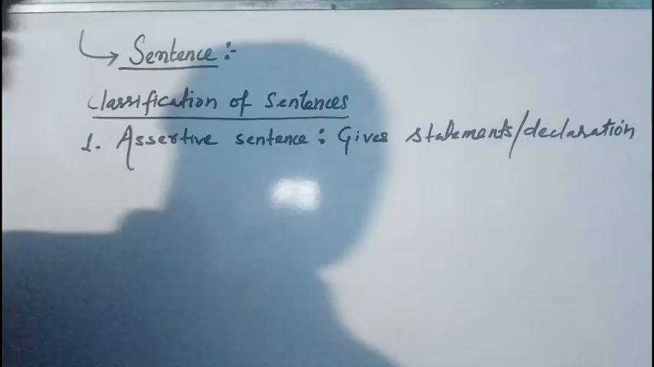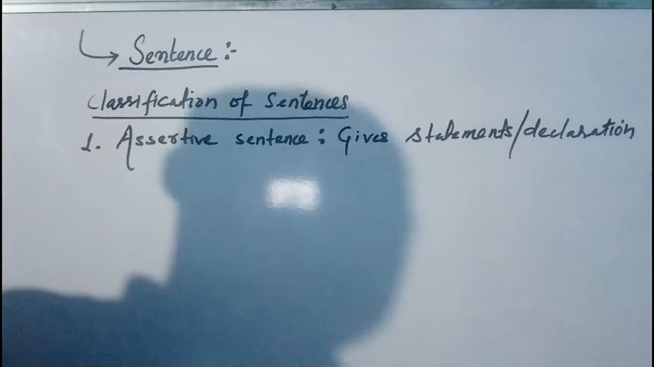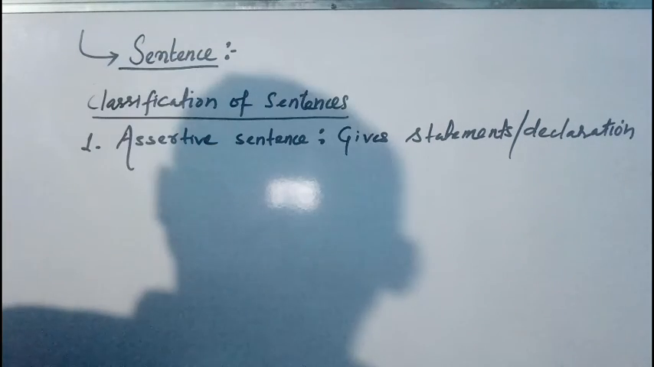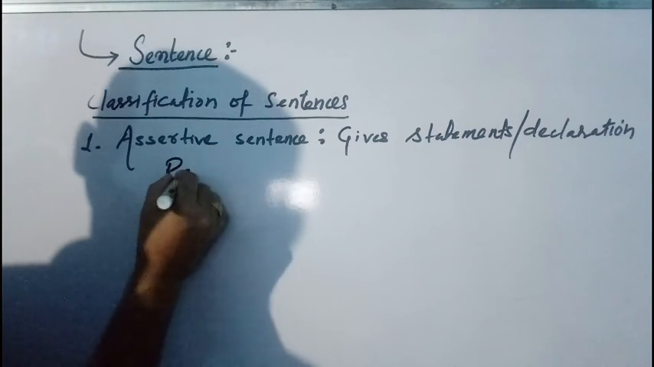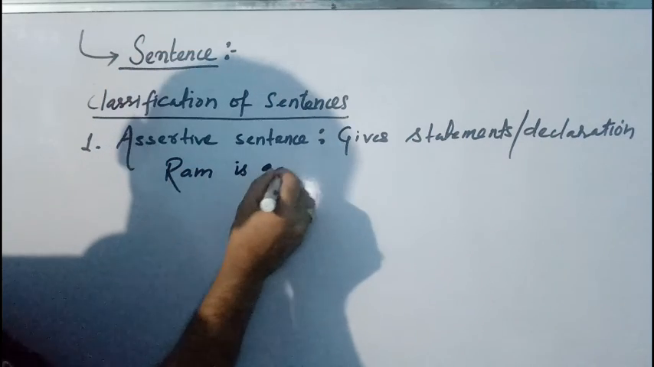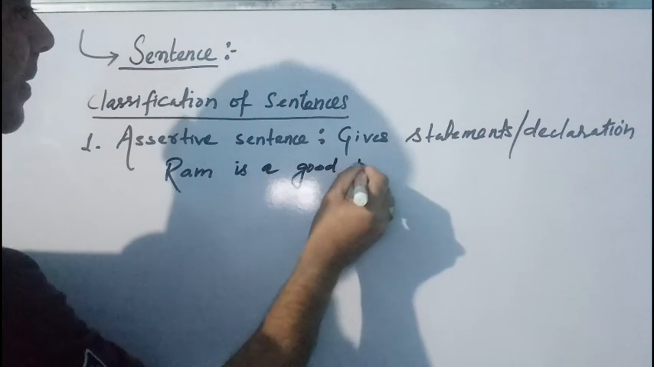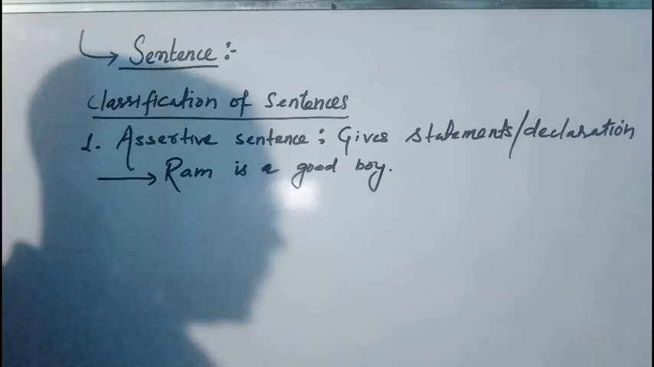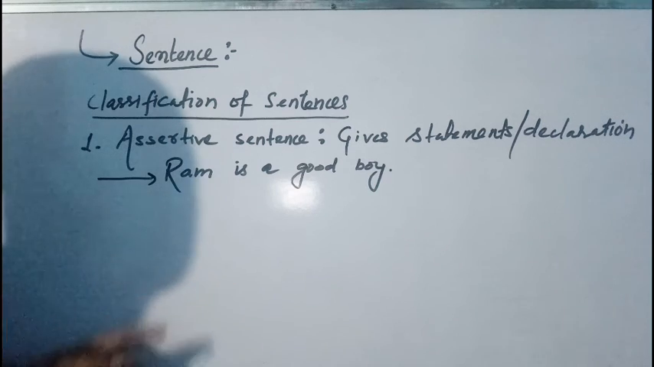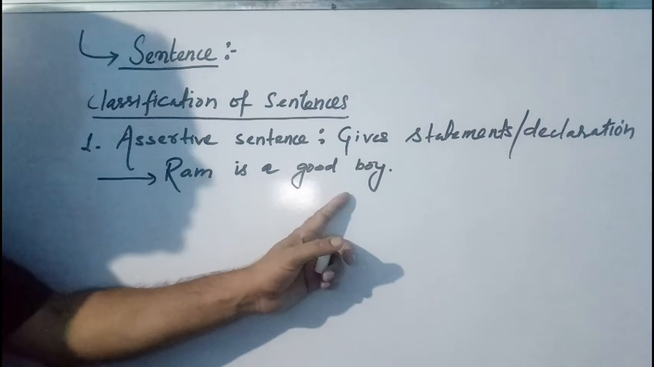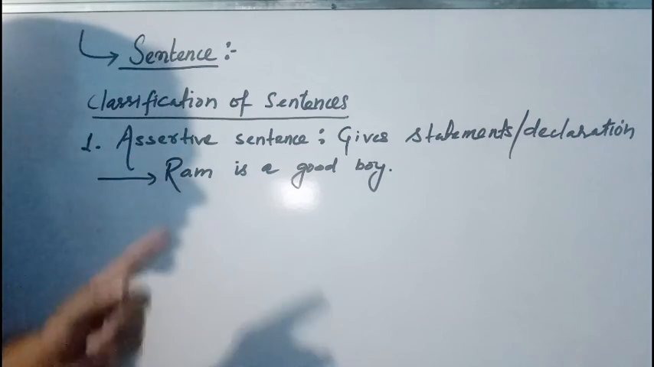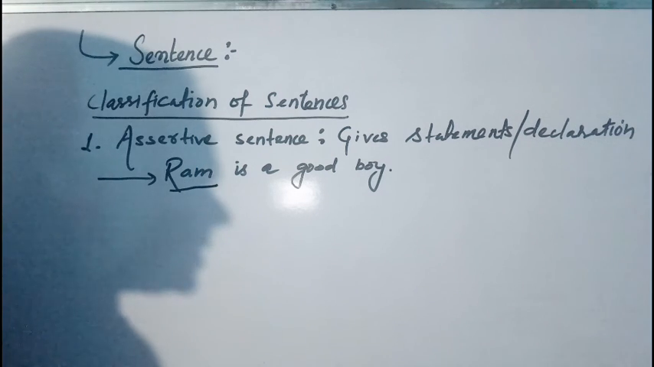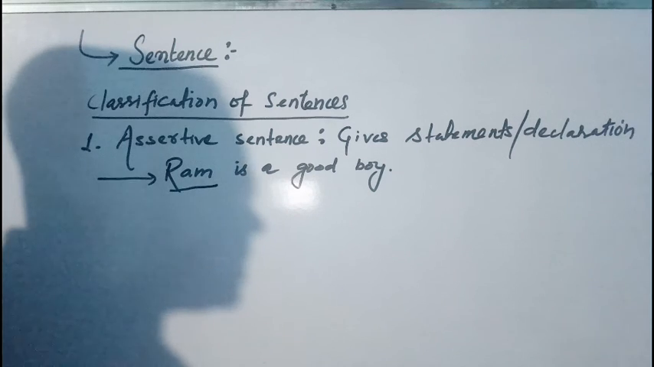Then let us see what kind of sentences are placed in assertive sentences. Like, Ram is a good boy. Now see, this sentence is an assertive sentence. Why? Because this group of words gives some meaning, and it is telling about Ram. Okay, it is giving some declaration about Ram.